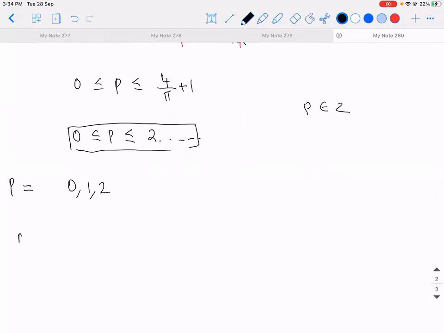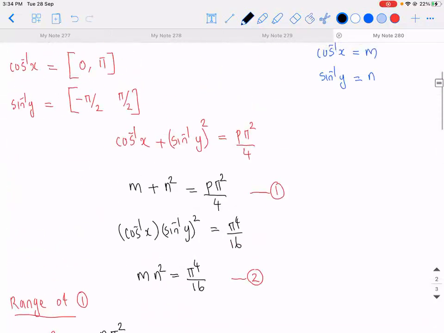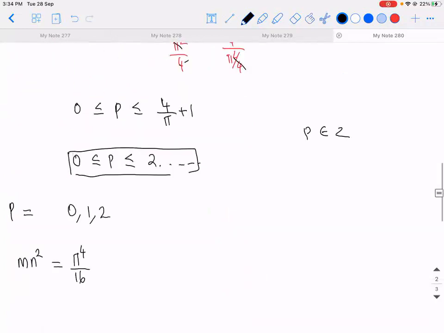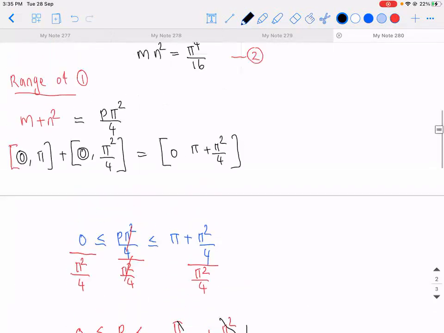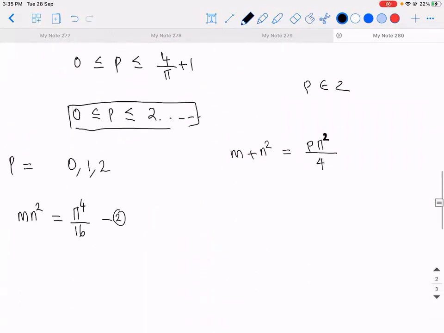So what is the second equation? mn square is equal to pi raised to 4 by 16. That is our second equation. What was our first equation? m plus n square is equal to p pi square divided by 4. The first equation was m plus n square equals p pi square over 4.